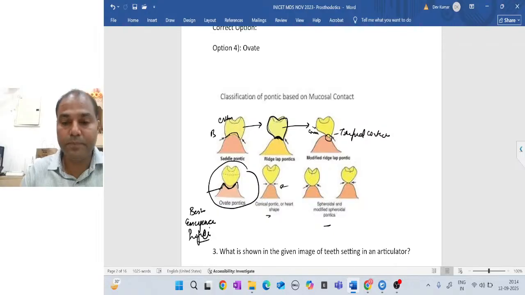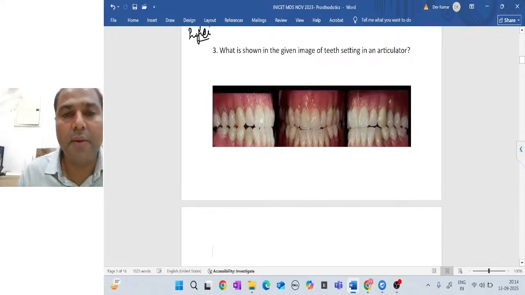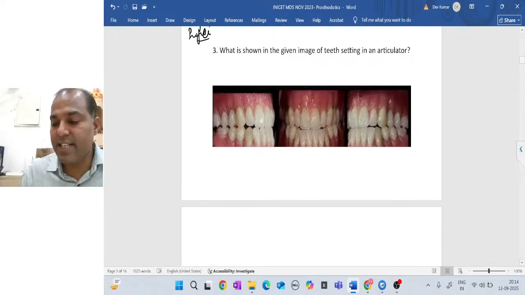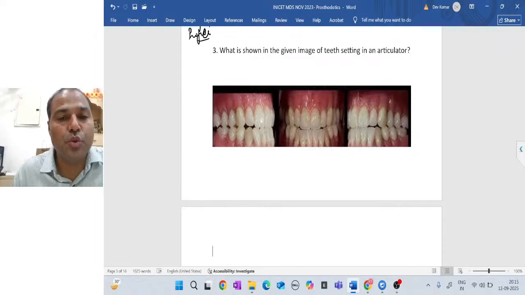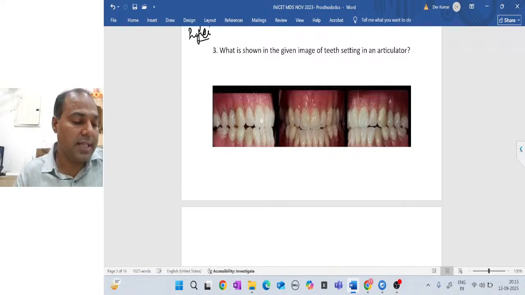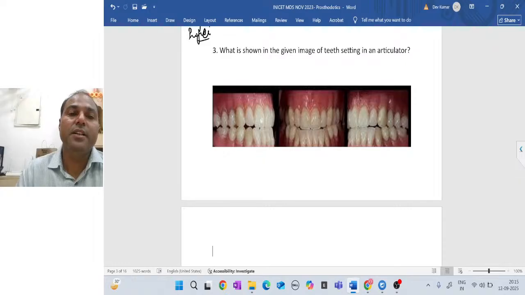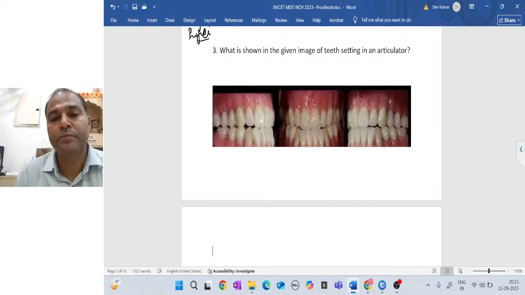Question number 3, which of the following is shown in the given image of teeth setting in an articulator? So if we can see, it looks like a complete denture. In protrusion, the teeth are looking edge to edge and the teeth are also contacting in the posterior region. So it looks like, I'm not showing the options right now, I'm just telling you that it's a case of balanced occlusion, where when the patient is protruding, the anterior teeth are contacting and at the same time the posterior teeth are also contacting. So it's a case of bilateral balanced occlusion when the patient is protruding.